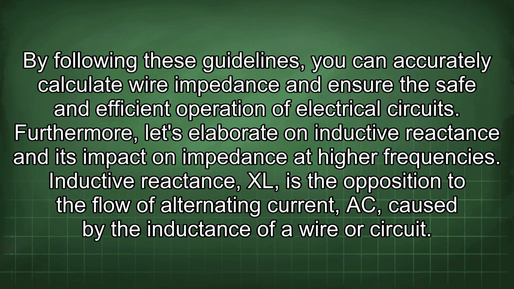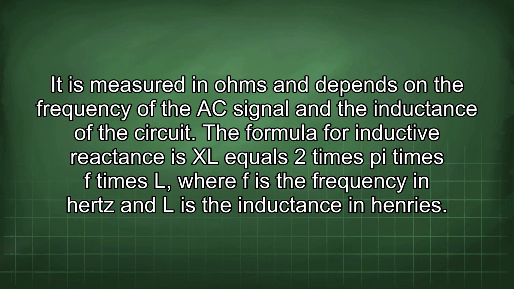Furthermore, let's elaborate on inductive reactance and its impact on impedance at higher frequencies. Inductive reactance, XL, is the opposition to the flow of alternating current, AC, caused by the inductance of a wire or circuit. It is measured in ohms and depends on the frequency of the AC signal and the inductance of the circuit. The formula for inductive reactance is XL equals 2 times pi times F times L, where F is the frequency in Hertz and L is the inductance in Henries.